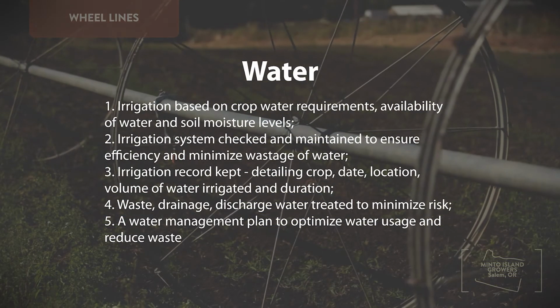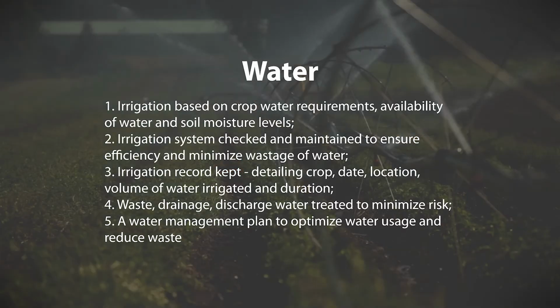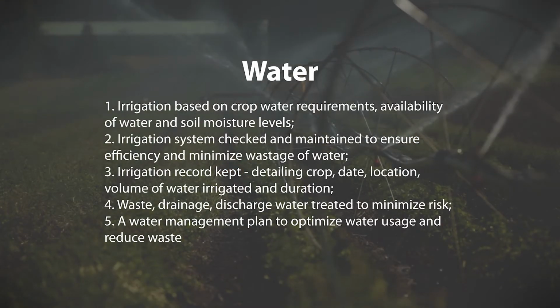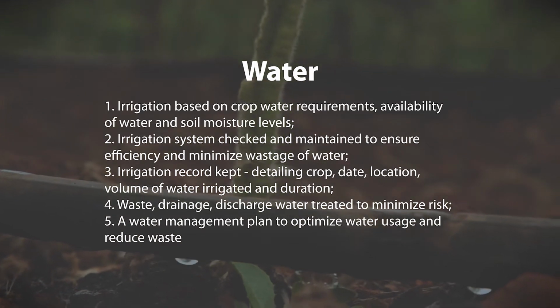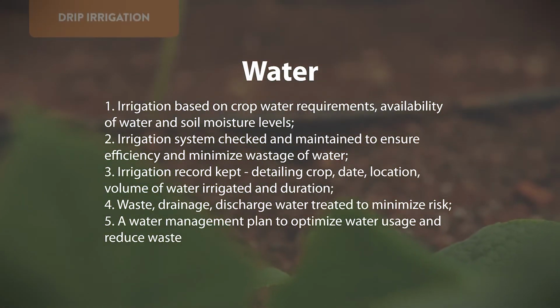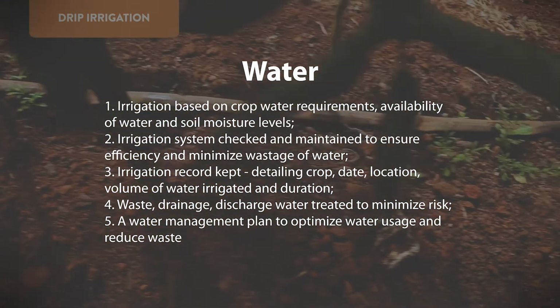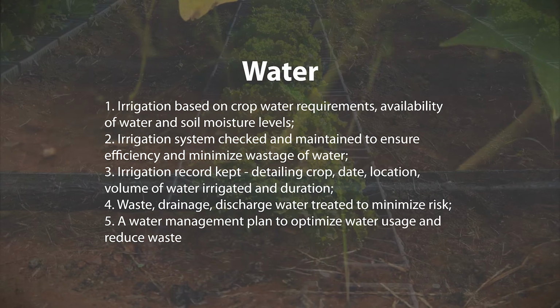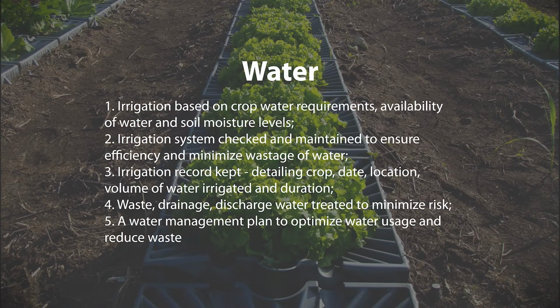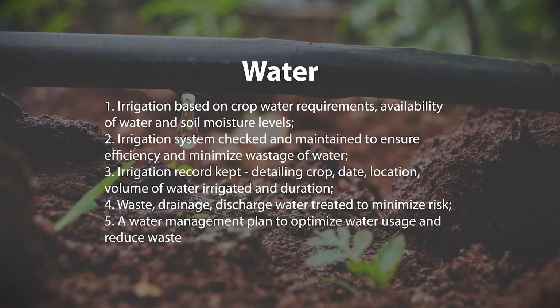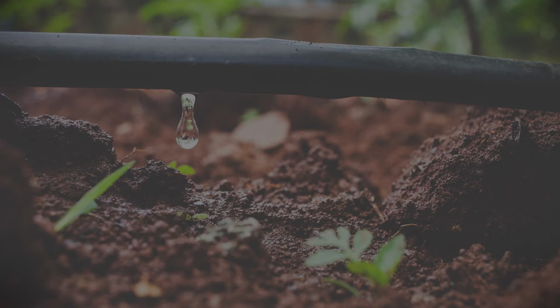Irrigation practices should be implemented based on crop water requirements, availability of water, and soil moisture levels. The irrigation system should be checked and maintained to ensure efficiency and minimize wastage of water. Records should be kept that provide information on the crop, date, location, volume of water irrigated, and duration. Any waste, drainage, or discharge water must be treated to minimize risk. Using a water management plan will optimize water usage and reduce waste.